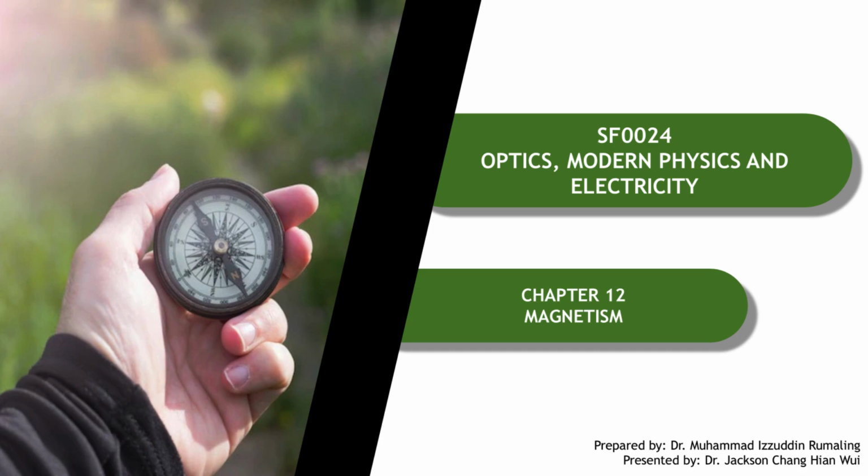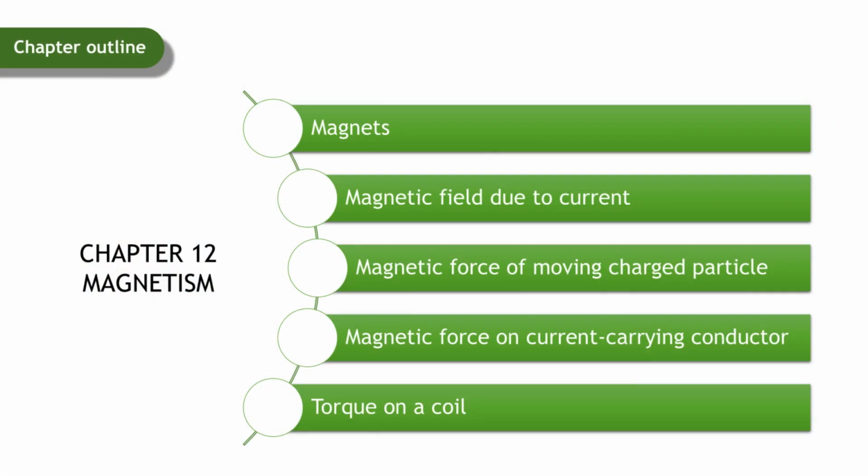Welcome everyone. Today, we are beginning Chapter 12 on magnetism. This material is part of your SF0024 course on optics, modern physics, and electricity, prepared by Dr. Muhammad Izzuddin Rumaling, delivered to you by Dr. Jackson Chong. In this chapter, we will cover 5 main areas.